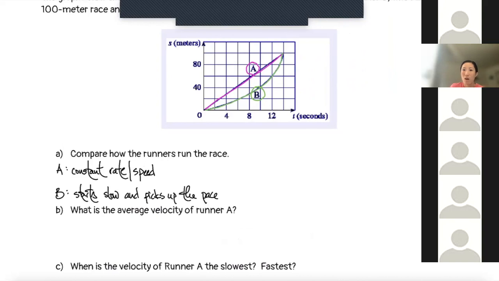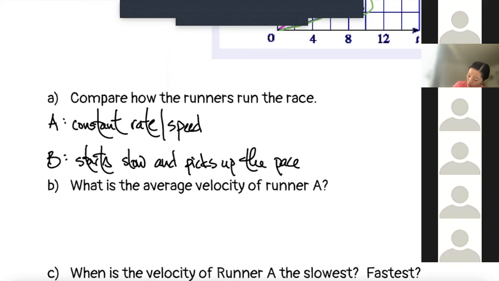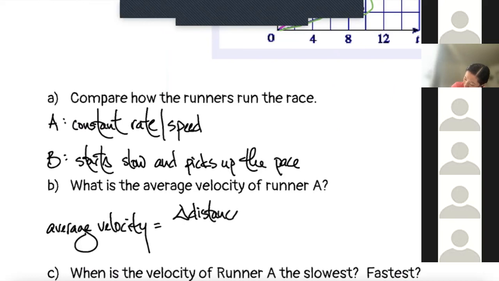All right, I see 100 meters over 12 seconds. All right, so average velocity. Okay, so let's write this down for a second. Average velocity equals, I'm going to write delta distance, or change in distance, over delta time, or change in time.